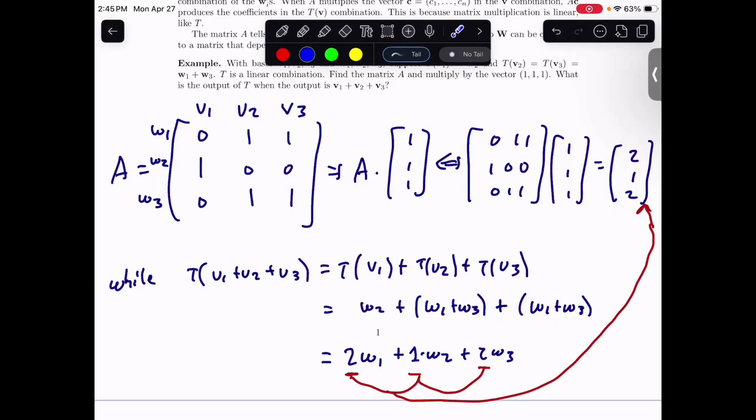So there are two ways of going about things, right? You can find the coefficients by plugging directly into the transformation, using properties of the transformation to write things out in terms of the basis vectors of W, or you can convert to a matrix and reduce everything to matrix multiplication. In which case, these numbers end up just giving you what the coefficients would be in the new basis that you're operating under.